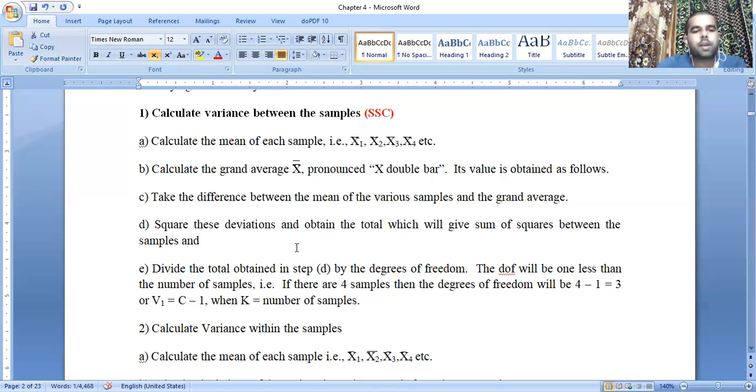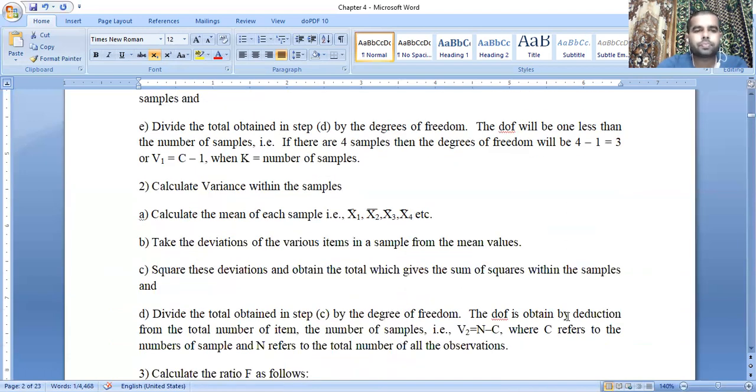After getting the SSC value, V1 equals C minus 1. C is nothing but 3 here. For example, you got an SSC value of 50 or 60, something like that. This 50 or 60 divided by 3, then finally you will get the MSC value. This is the way to calculate the SSC value.